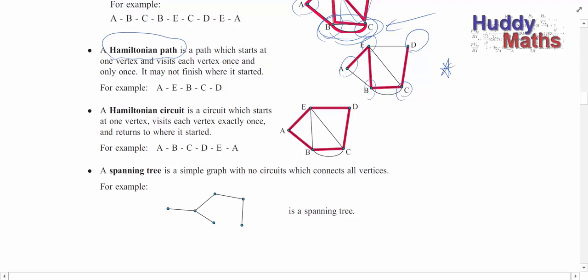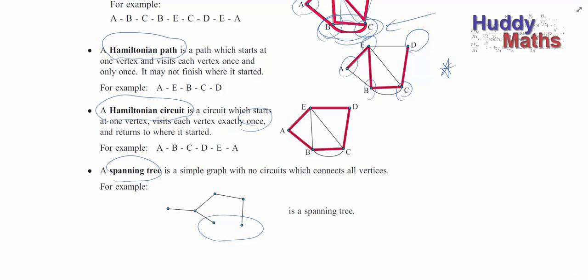Hamiltonian circuit, I guess you know by now. It starts at one vertex and finishes exactly where it started and visits each one only once. No backtracking. And finally, a spanning tree is a simple graph with no circuits which connects all vertices. So there's a gap here. So it's called a tree rather than a circuit or a path that we're talking about.